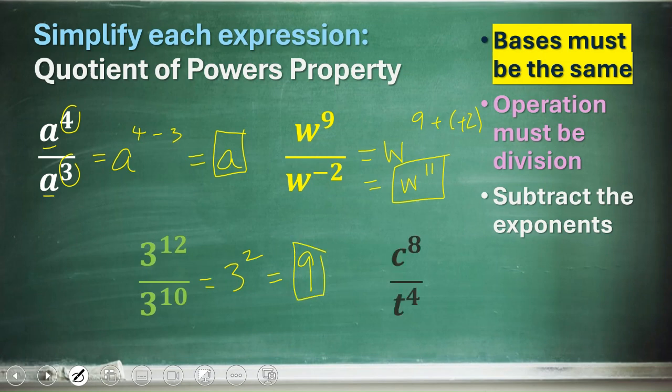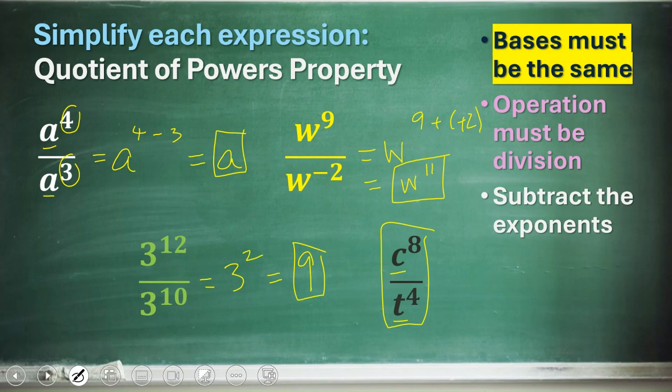And finally, we have our fourth example, c to the power of 8 and t to the power of 4. Our bases are different. We have a base of c and a base of t. We cannot use this property. So this is the simplified version of this expression.